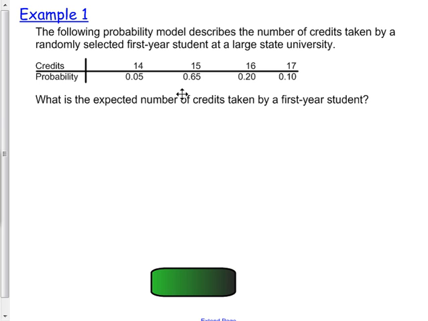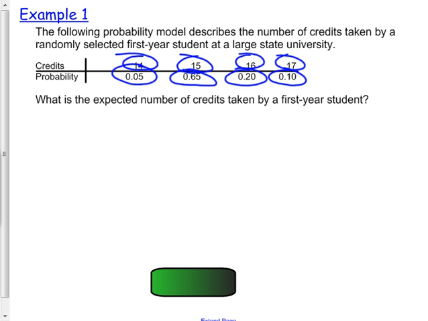This is credits in college. There's not many kids who take 14 credits. There's a lot of kids who take 15 credits or 16 credits. And there's a kind of medium probability. Some kids will take 17 credits, at this school.